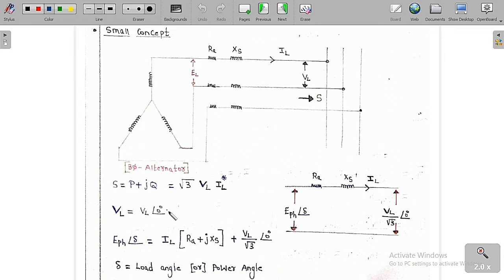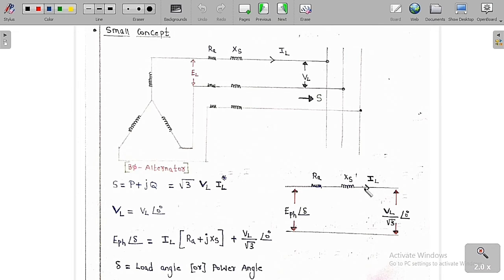So now I will draw the per phase diagram. In the per phase diagram, you have to take only RA, XS, and this per phase. This line voltage is EL, but this is the phase voltage, which is EPH at an angle of delta, I am going to assume. And this I have already assumed is 0 degree. So this is the line voltage, but now phase voltage is equal to line voltage by root 3. Therefore VL by root 3 at an angle of 0 degree. And this is the line current IL. This is the armature resistance and synchronous reactance. So now let me assume this at an angle of delta.